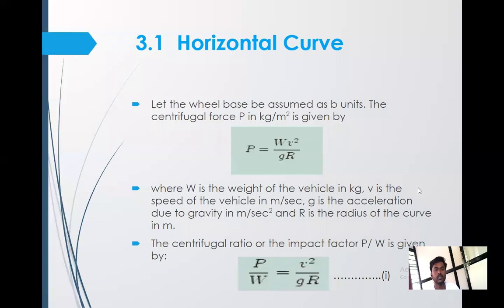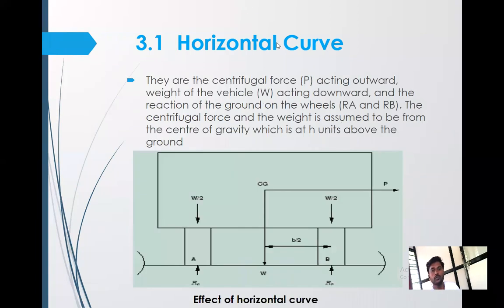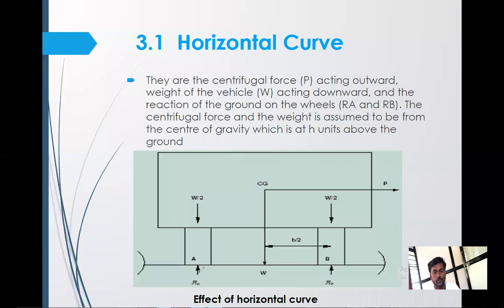Let us assume the wheelbase as b unit. What is the base of wheel? In this figure I will show what the base of wheel is. These are two very important terms. Base of wheel means, from the center of wheel A to the center of wheel B. This is taken as wheelbase, small b.